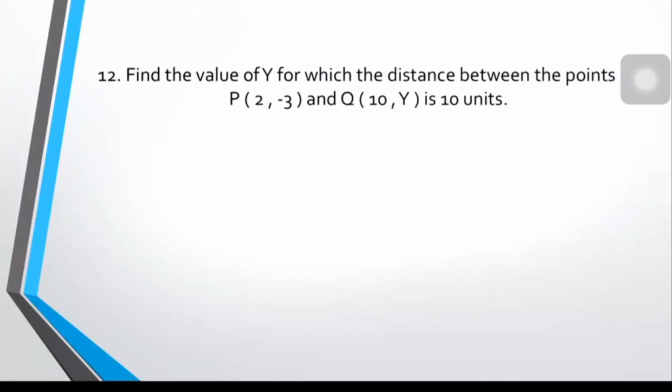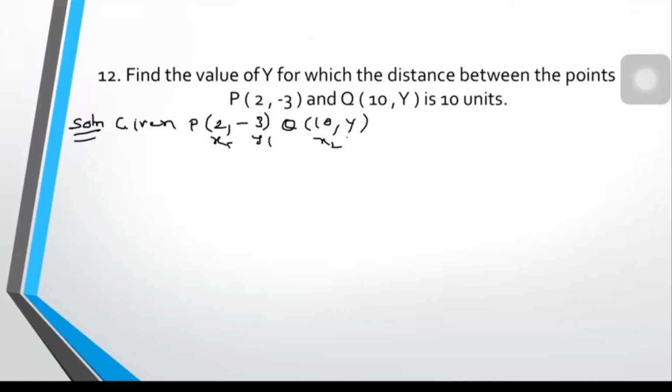Now 12th problem, same model. Here finding the value of y. Solution: write the given points first. Given P point 2 comma minus 3, Q point 10 comma y. These are x1, y1, x2, y2 points.